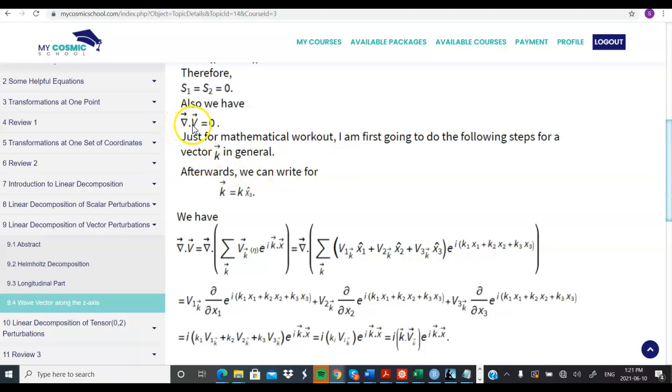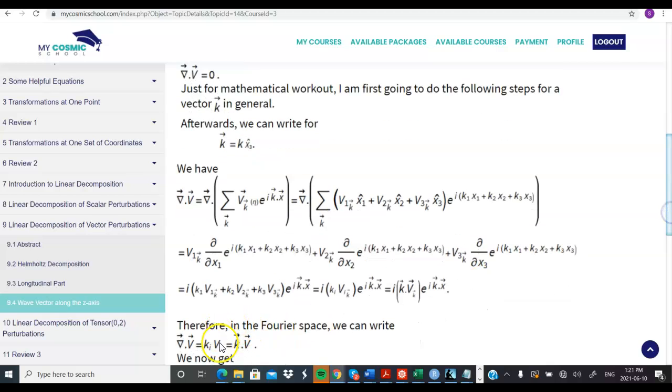Now for the transverse part, we know that its divergence is 0. Del dot V in Fourier space becomes ki vi, or k dot V, and this is how you can come to this. These are the steps. Again, plain mathematics, nothing fancy. We just write del dot V, plug in the Fourier expansion of V, and then apply the divergence to this.